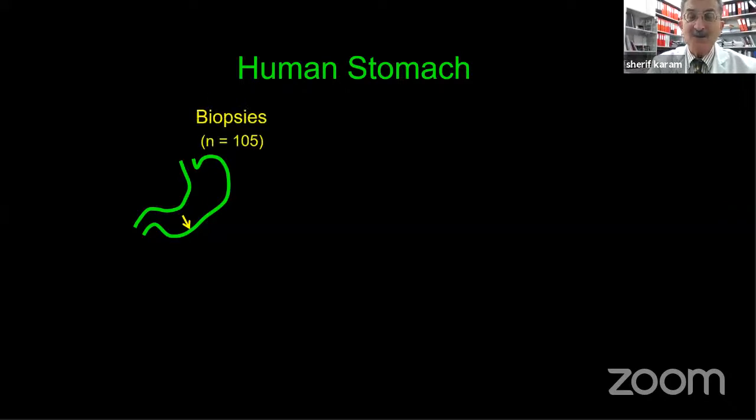So we arranged with the gastroenterologist to collect biopsies from these patients. Of course, the biopsy will mostly go to the pathology department in the hospital to make the proper diagnosis, but we will also collect one or two biopsies from each of these patients. So we used to get at least one from the antrum and one from the corpus region of the stomach of these patients. We collected biopsies from about 105 patients over a period of time.